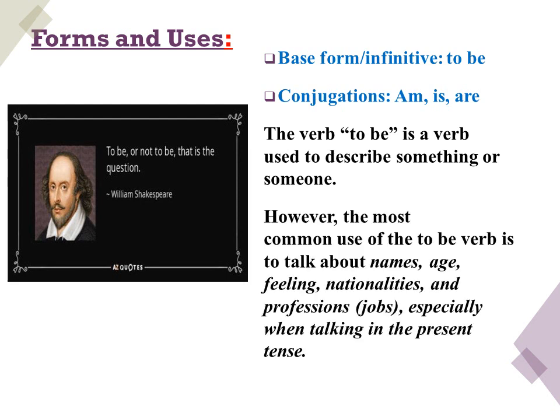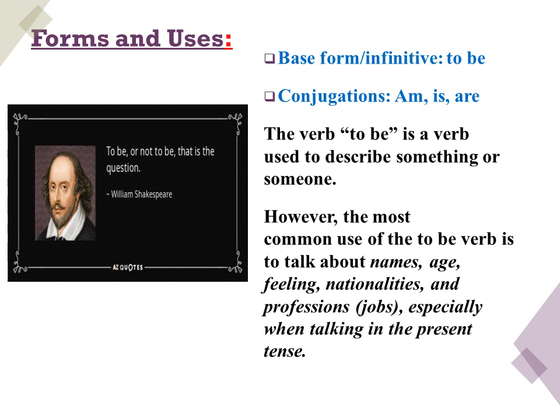However, the most common use of the verb to be is to talk about names. For example, we say, what's your name? My name is Wafa. All right? Age, question: how old are you? For example, feelings, nationalities, and professions, jobs, especially when talking in the present tense.